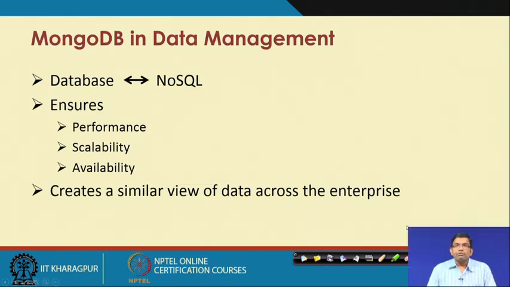Another thing that I would like to highlight is MongoDB. MongoDB is a data management tool which supports different databases, and particularly in this context of IIoT, we are talking about NoSQL databases because of the unstructured data that we typically experience. MongoDB is a NoSQL database, and it works in conjunction with Hadoop. This database ensures good performance, scalability, availability and so on, and creates a similar view of data across the enterprise.